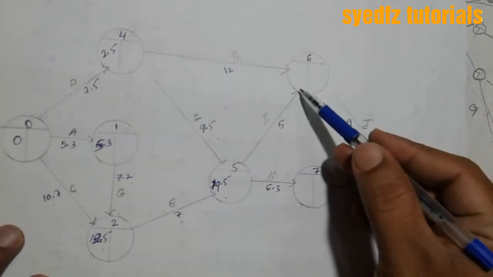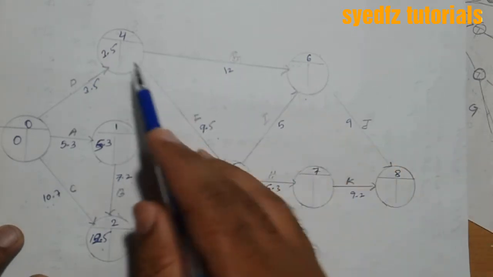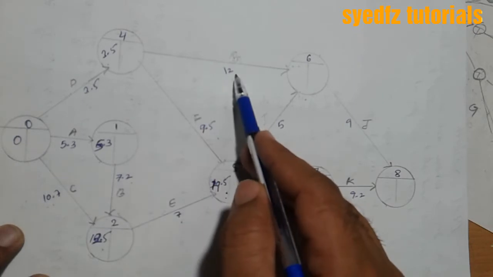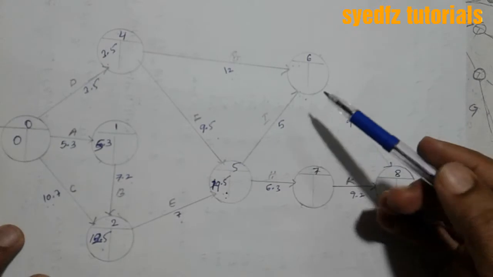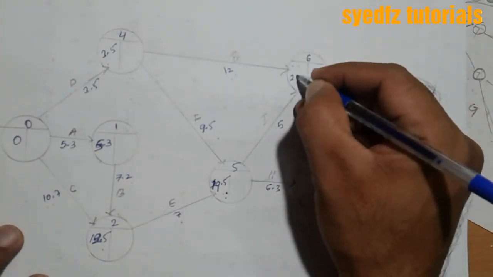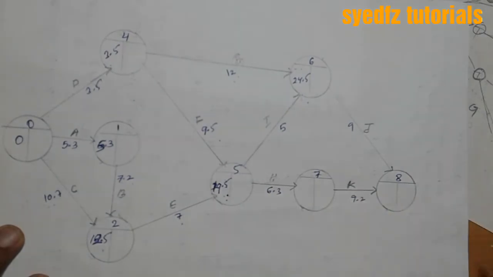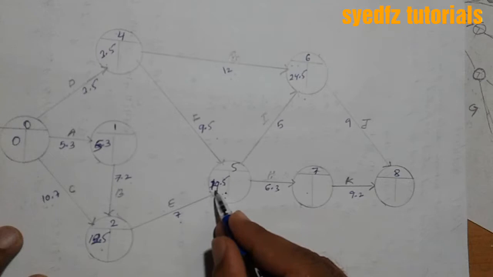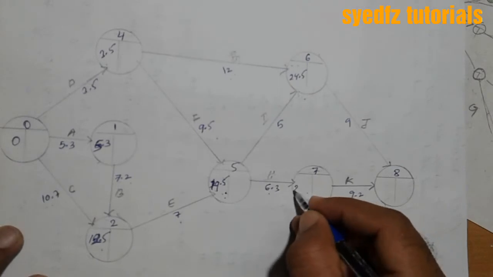Here two activities are coming, one from here, one from here. 3 plus 12 is 15.5. But here 19.5 is already there. 19 and 5, 24.5. Here only one activity, and that is coming from here. 19.5 plus 6.3. 19 and 6, 25, then 25.8.